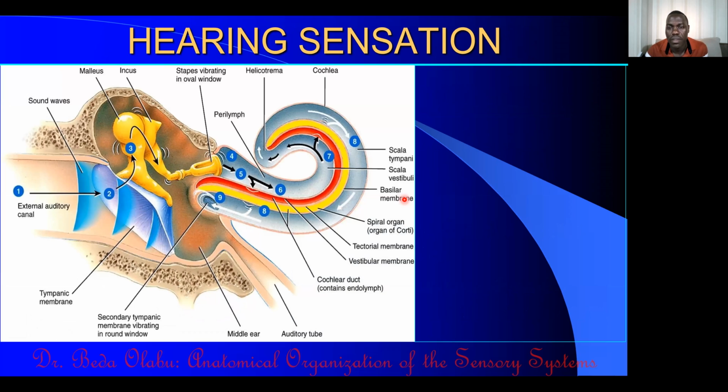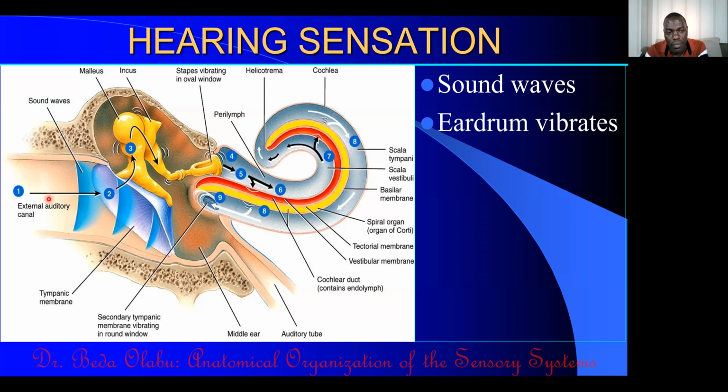Having talked about the anatomy of the ear, telling you about the outer ear, middle ear, and inner ear, let's now talk about the sensation of hearing. So this is how hearing occurs. First, there will be sound waves in the environment, and those sound waves travel and will be collected by the outer ear. After the outer ear has collected the sound waves, it will converge the sound waves to the eardrum, which we are calling the tympanic membrane.